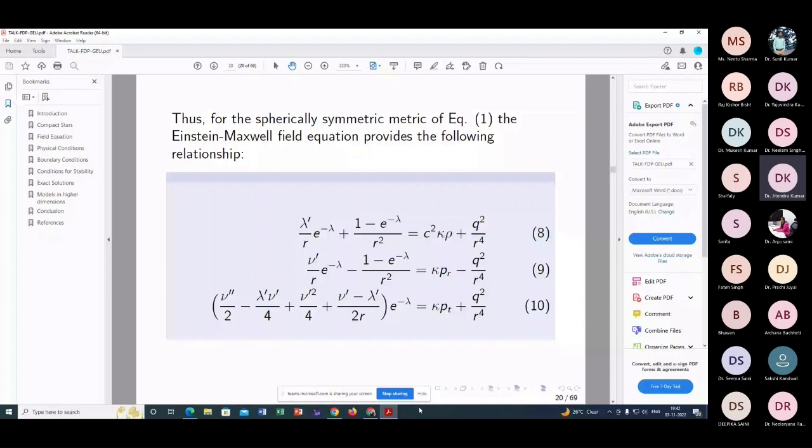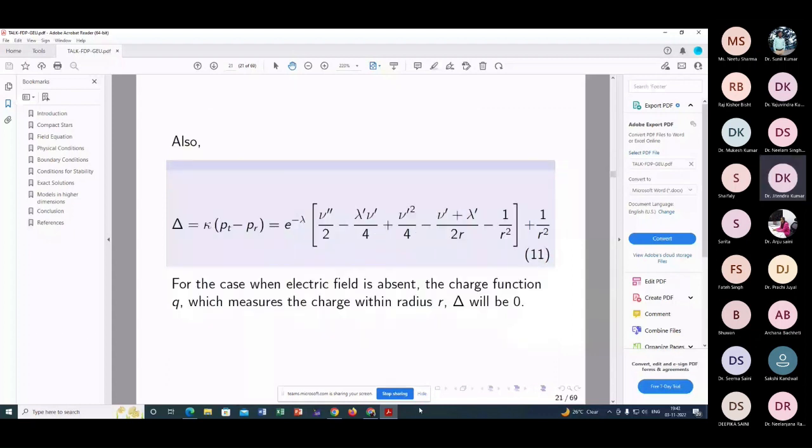After obtaining these three equations 8, 9, and 10, when we take the difference of equations 10 and 9, we obtain delta, that is kappa (p_t minus p_r), which is equal to this. This delta is known as the anisotropic factor, and kappa is a constant equal to 8 pi G over c square, where G is the gravitational constant and c is the velocity of light. So here delta is the difference of p_t and p_r, and this is known as the anisotropic factor.